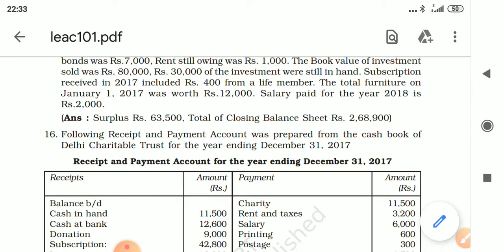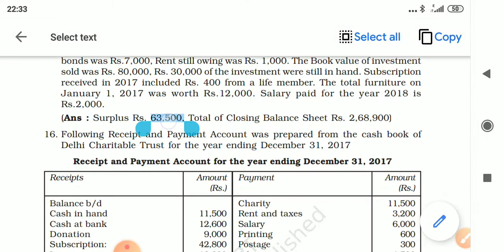Now you have to balance your income and expenditure account. The answer shows it's a surplus. This answer is correct. You should get 63,500. Now you have to balance your opening balance sheet. Find out the capital fund amount. The capital fund is 2,01,000, the opening capital fund. Now take this 2,01,000 to the liability side of the closing balance sheet. Capital fund 2,01,000 plus surplus 63,500 plus life membership fee 400. In the outer column, that is the closing capital fund. Now your balance sheet should tally.